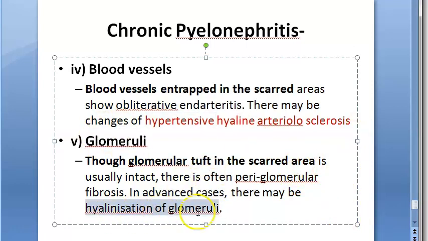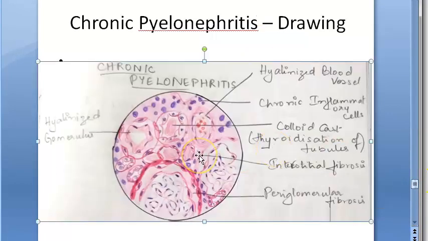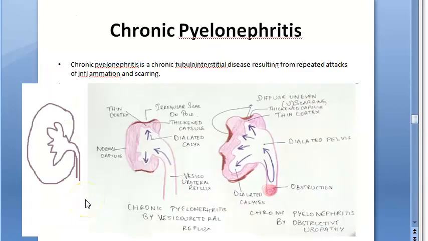Glomeruli, what happens to the glomeruli? Again, you saw hyalinization of the glomeruli. Periglomerular fibrosis. You have seen both of these points in the diagram drawn, correct? So this completes the chronic pyelonephritis microscopy. So guys, did you understand that the tubule, what happens to the tubule? Colloidal cast, thyroidization of tubule. What happens to the glomerulus? Hyalinization, periglomerular fibrosis. What happens to the blood vessel? Hyalinized blood vessel, hypertensive. What happens to the interstitium? Chronic inflammatory cells. What happens to the renal calyx and the pelvis? Dilated. There can be lymphoid tissue also. So we are done with chronic pyelonephritis, guys.